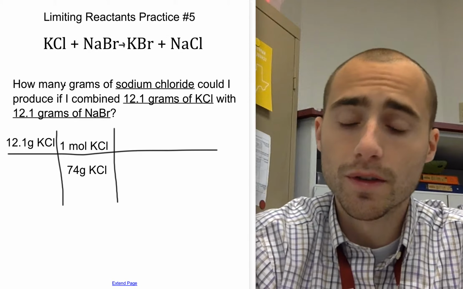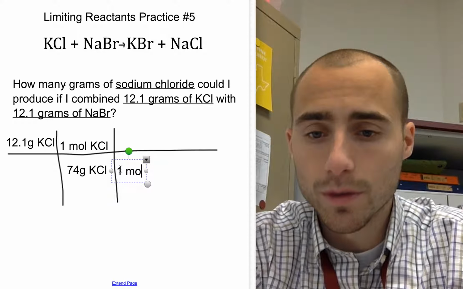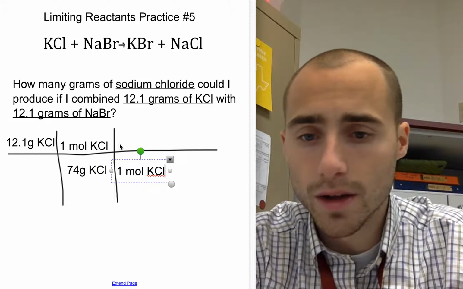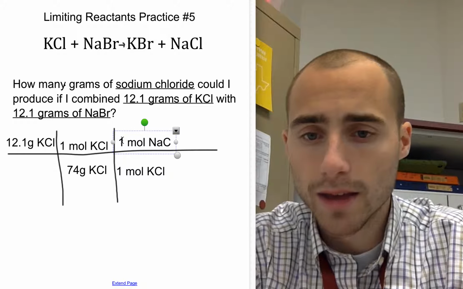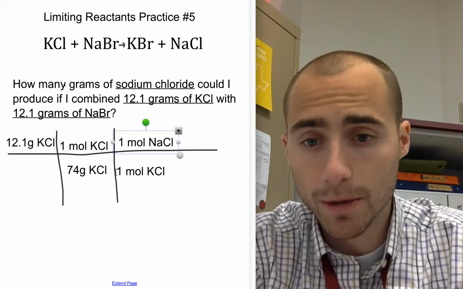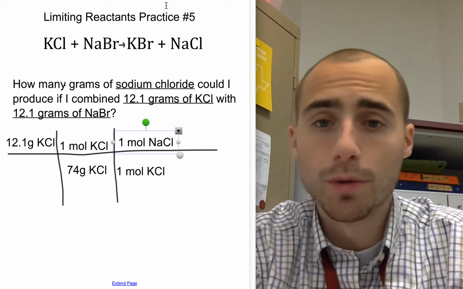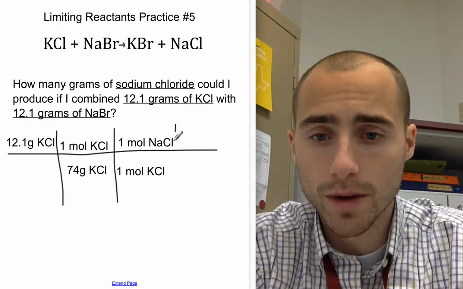Luckily for this equation, it's very easy because there's no coefficients in front of anything, so everything is just 1 mole. So 1 mole KCl is equal to 1 mole NaCl, and I'm getting that all from the equation. Remember, our third step on grams to grams is our mole to mole ratio from the equation. So I get those coefficients from the equation.